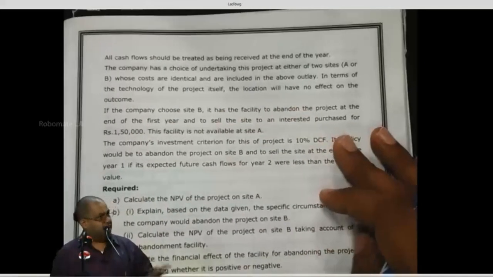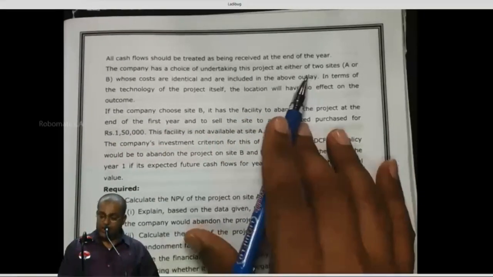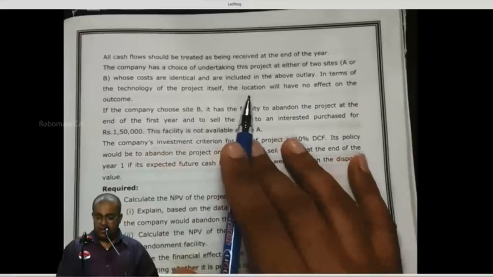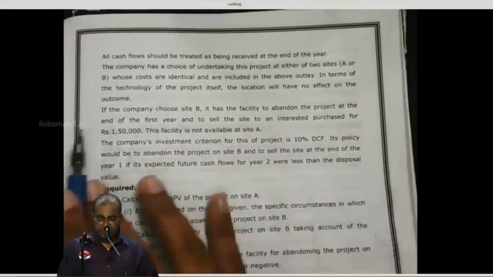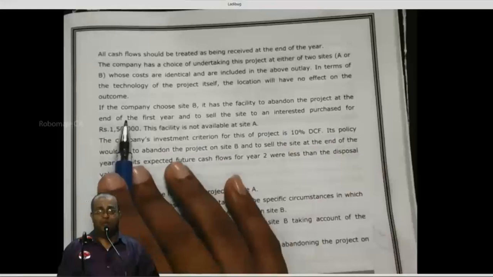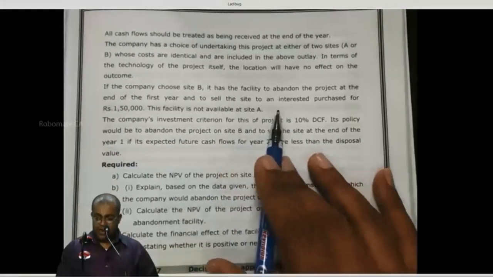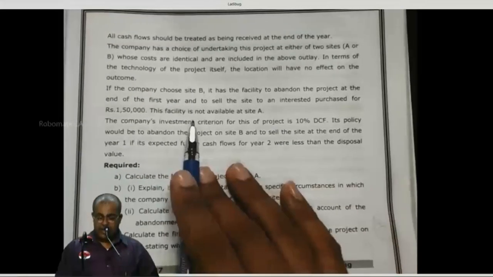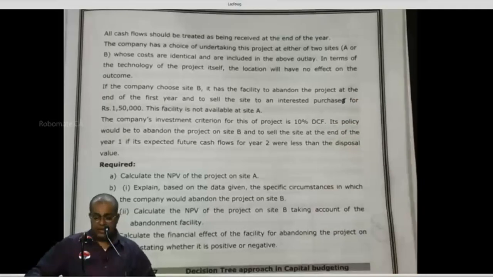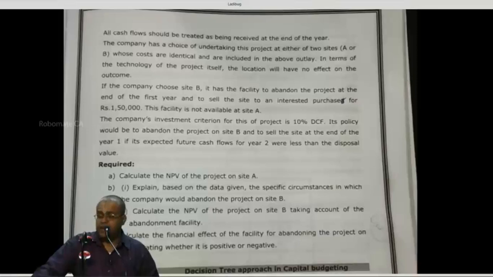Are you following? Now, the company has a choice of undertaking the project either at two sites, A or B, whose costs are identical and are included in the above outlay. In terms of the technology of the project itself, the location will have no effect on the outcome. If the company chooses site B, it has a facility to abandon the project at the end of its first year and to sell the site to an interested purchaser for rupees 1,50,000. This facility is not available at site A.